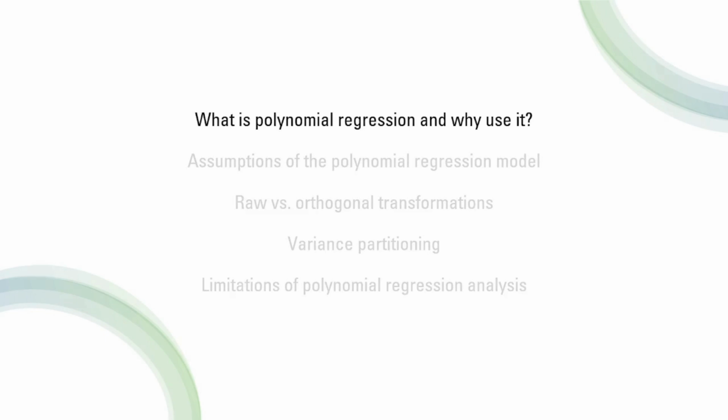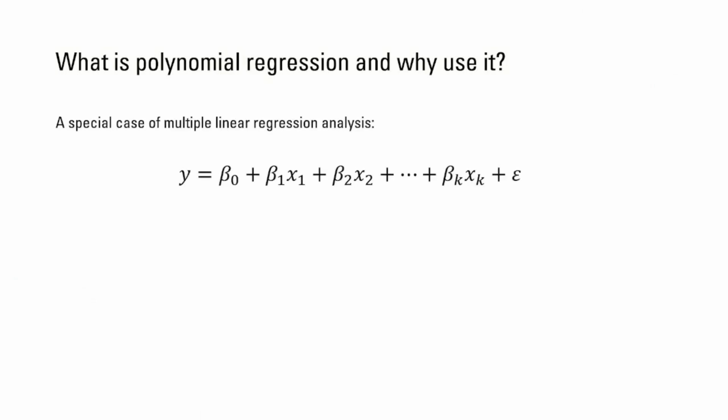This video will focus on the model framework, intending to answer the question, what is polynomial regression and why use it? So polynomial regression is derived from the multiple linear regression framework, which estimates a response or y variable value using corresponding values of 2 or more predictor or x variables, along with calculated intercept and slope coefficients, all the while allowing for random errors with a normal distribution centered around 0.